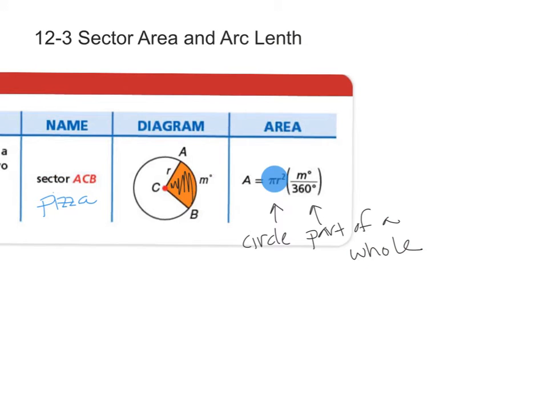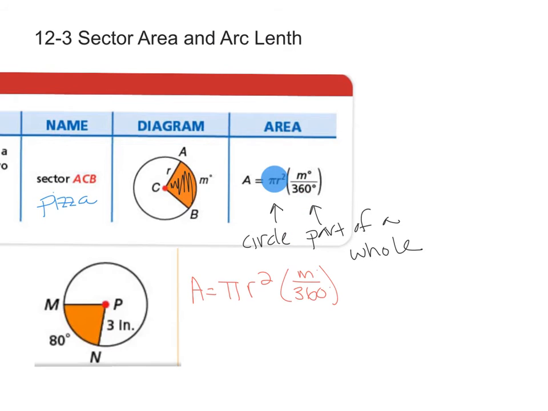This is 12-3, sector area and arc length. There are 3 things that you're going to need to know from this lesson. One of them is area of a sector. A sector is like a slice of pizza, so this is sector ACB right here. It's the area of the whole circle, but then we're multiplying it by a fraction because we want part of that whole circle. A fraction is a part of a whole, so we want the part of the circle that we're talking about. Once you multiply that, you get your final answer. That is your area. The M up here could either be the central angle or the arc, because remember, central angle and arc measure are congruent.